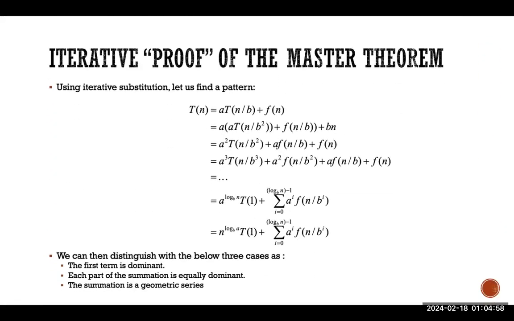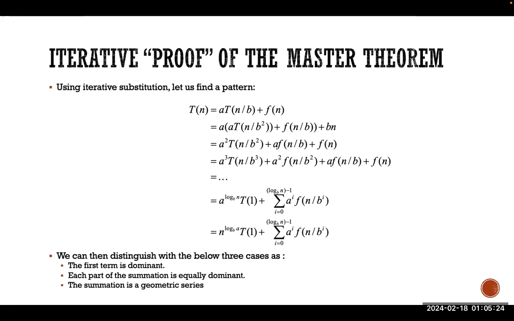And the next is the iterative proof of this master theorem. I'll be using this theorem for the proof of the master theorem. So let us take a pattern of T(n) equal to a times T(n/b) plus f(n). I'm substituting this T(n) in T(n/b), then I'll be getting an equation like a squared T(n/b squared) plus a times f(n/b) plus f(n).